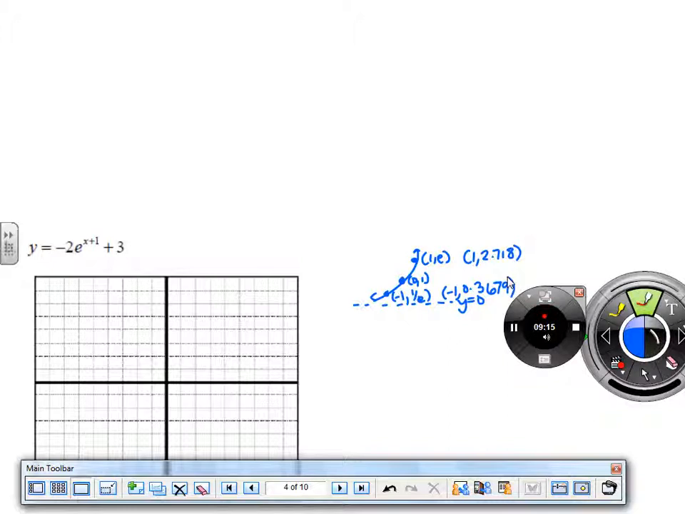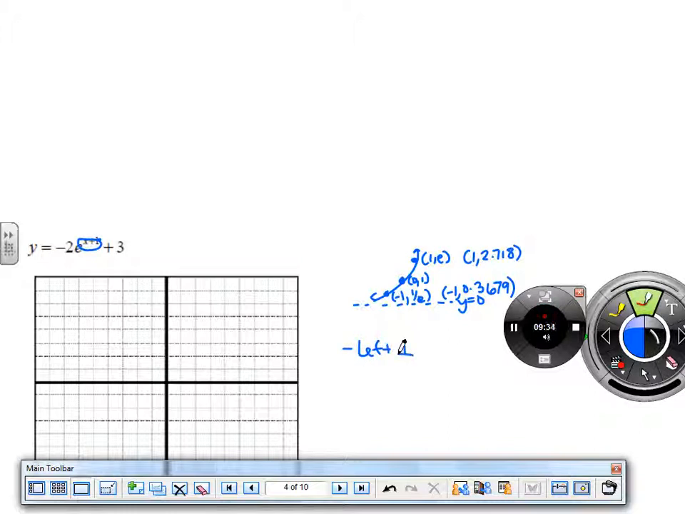Okay? All right, so I have some reference points as far as that's what I would start with. So that's my basic graph, and then what I have to do is take into account the transformations. So remember, all the horizontal transformations are going to be up in the exponent. So right now, since it's just plus 1, that means we're going to go left 1.